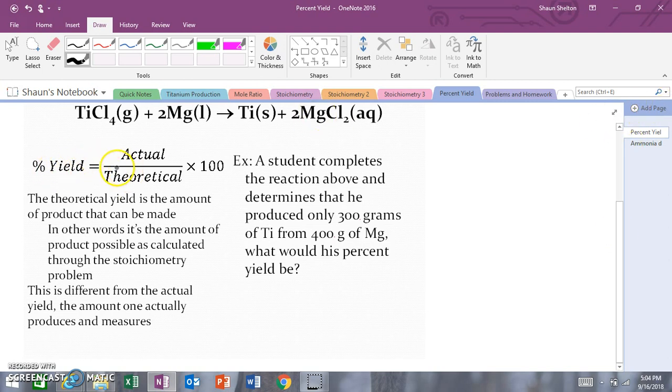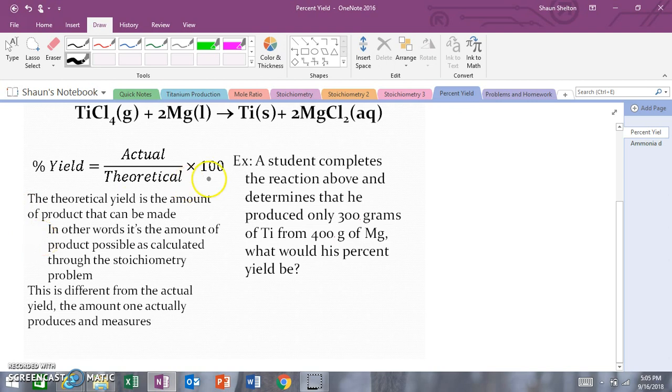Percent yield, you can follow me here, is actual divided by theoretical. When we go back to our stoichiometric calculations, we're calculating the theoretical value of what that reaction might produce. For percent yield, we're trying to figure out what percentage is actually being produced from the reaction compared to what should have been produced. So it's always going to be actual divided by theoretical, multiplied by 100 to get you that percentage.